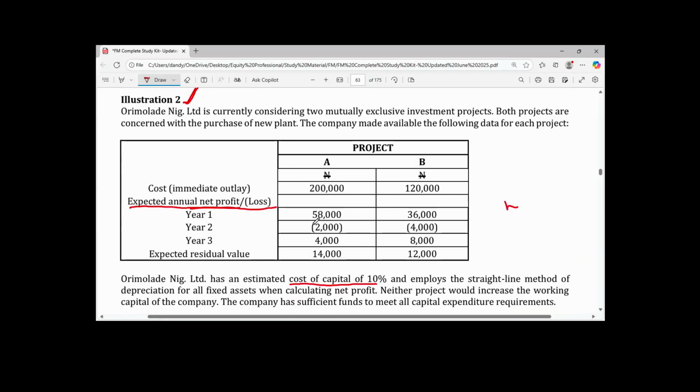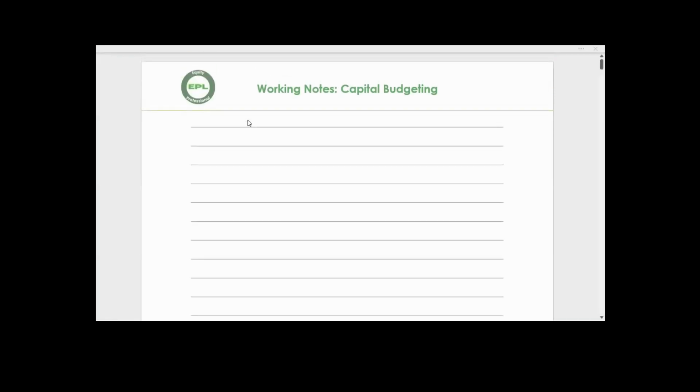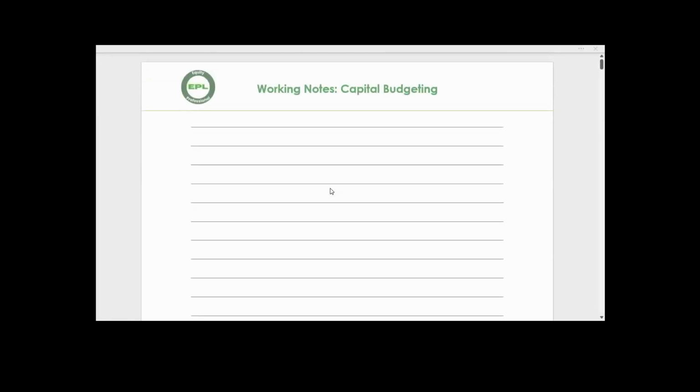Let me switch to the working note. Yes. So the first thing you are going to do is calculate net present value. Remember, these are two mutually exclusive projects, so you calculate for project A and B. But on the day of your exam, you need to estimate how many pages it will take you to do the normal calculation. We want to calculate NPV for two projects.